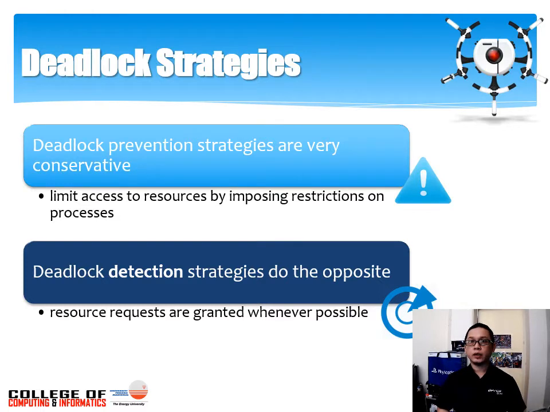Previously we looked at the prevention method and we also looked at the avoidance method. The prevention method is very conservative, where you limit access to resources by imposing certain restrictions. On the other hand, deadlock detection strategies are the opposite of the prevention method. In deadlock detection strategies, resource requests are granted whenever possible, but monitoring is done throughout the given access to those resources. So how is it different? This is what we are going to look at in the next section.